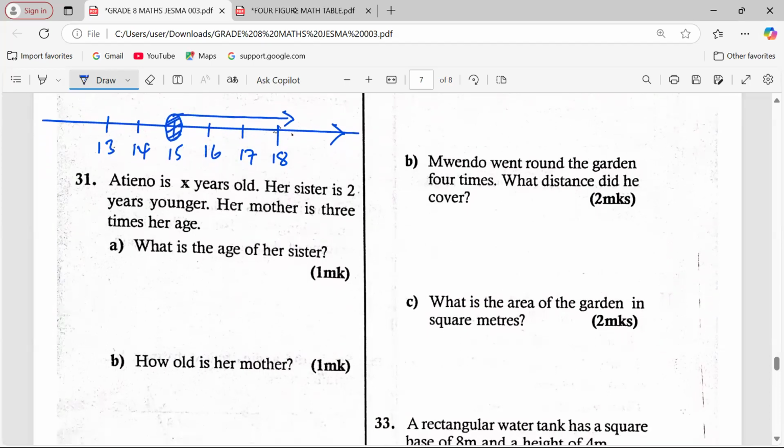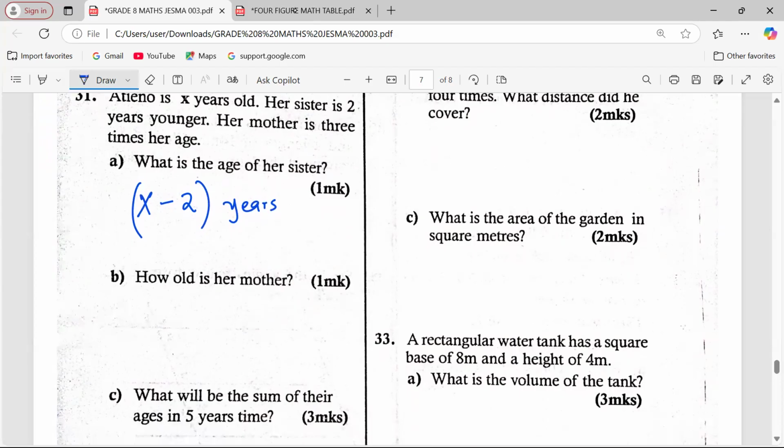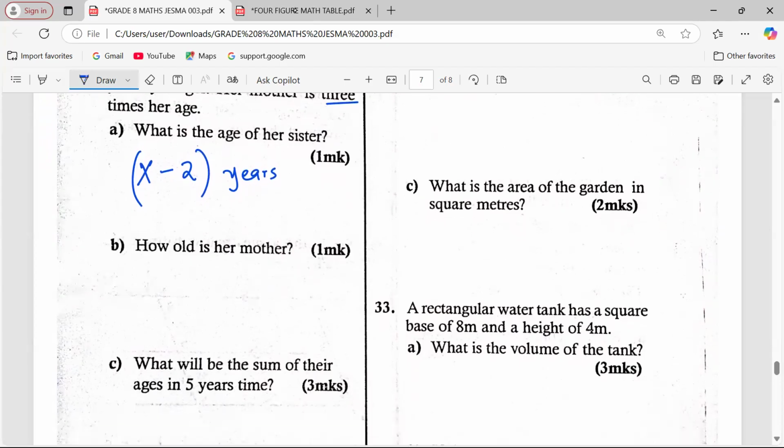The sister is 2 years younger, so the sister is going to be X minus 2 years. X minus 2 years, because she is 2 years younger, and already Atieno is at X. How old is her mother? Her mother is 3 times her age, so 3 times the value of X.